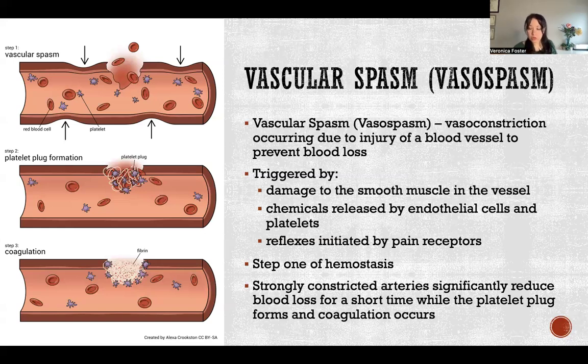So vascular spasm is a really important part of the process because it's helping to stop the blood loss, or lessen the blood loss as much as possible, while the next two steps can take place so that we don't just hemorrhage and lose too much blood.